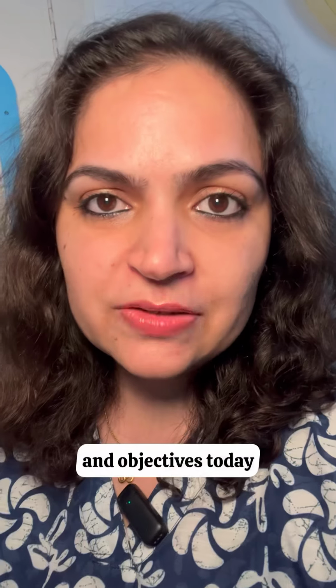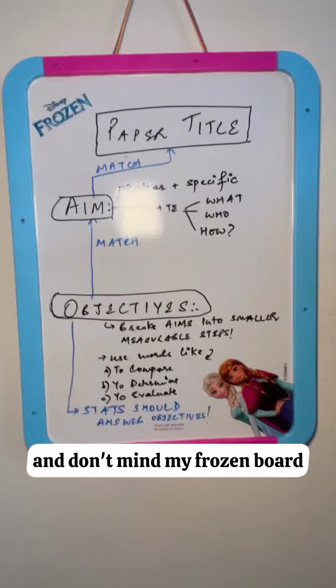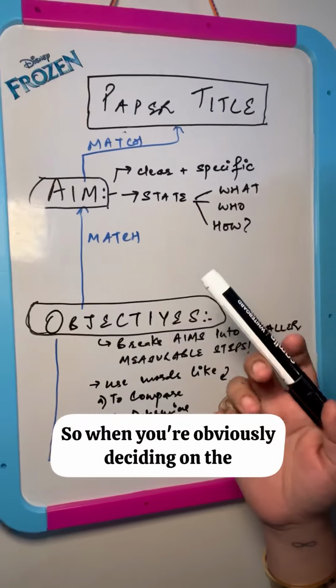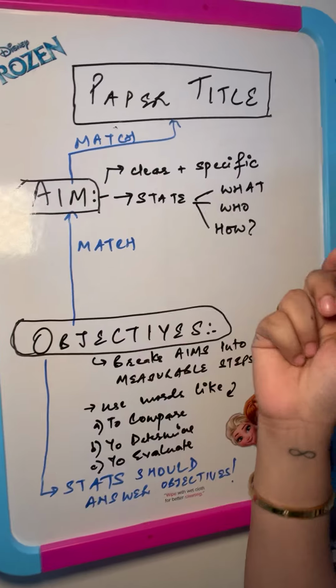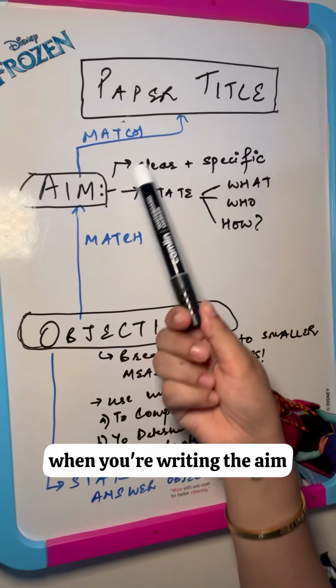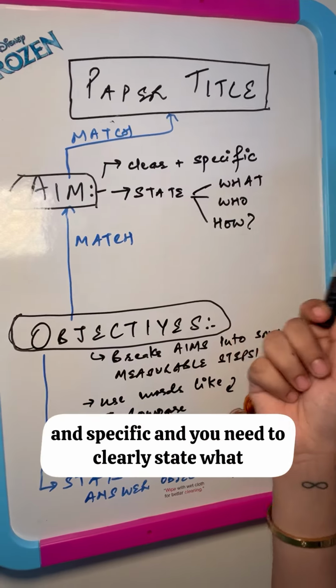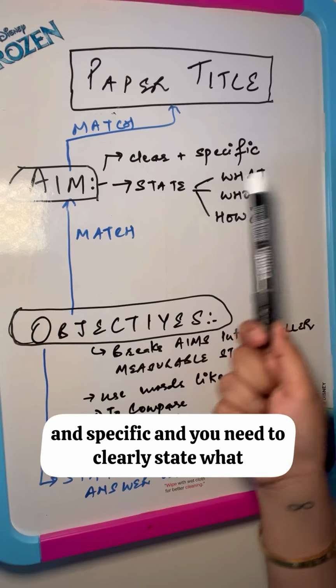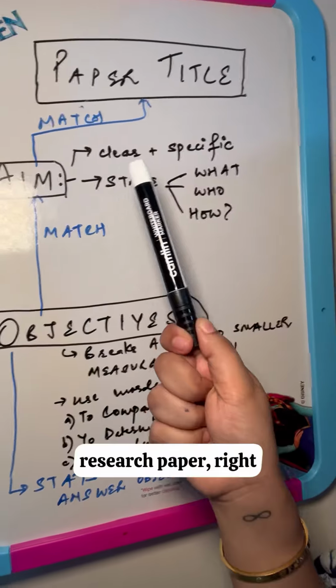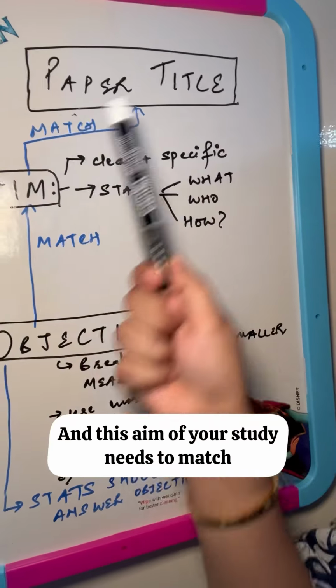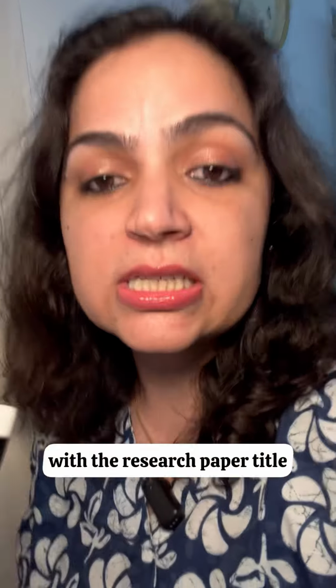So we cover aim and objectives today, and don't mind my frozen board, but I feel like this brings in a lot of perspective. So when you're obviously deciding on the aim of your research paper, by now you have the title figured out. So what you need to understand is when you're writing the aim, it has to be very clear and specific. And you need to clearly state what, who, and how you're going to go about your research paper, right? And this aim of your study needs to match with the research paper title.